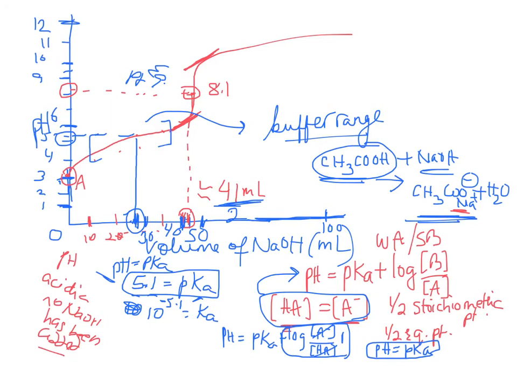All right. So again, if somebody asks you where is your buffer range, the buffer range is this region right before the point of inflection. Of course, your initial point is when no sodium hydroxide has been added. The equivalence point is going to be in the basic region because that salt is going to be basic in nature. It's going to go through hydrolysis. And we learned something new: we learned about the half stoichiometric point, or half equivalence point, for the weak acid. All right, let's go forward.